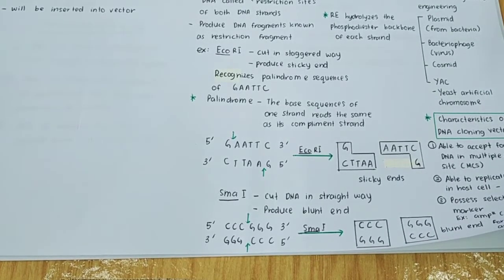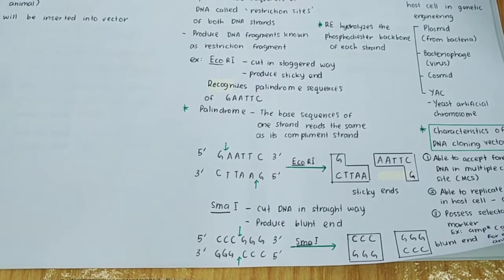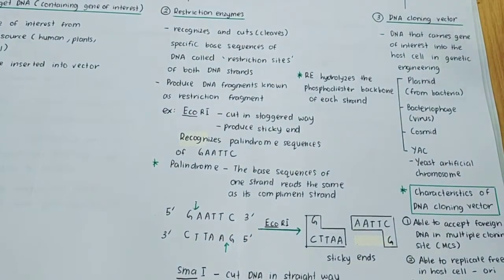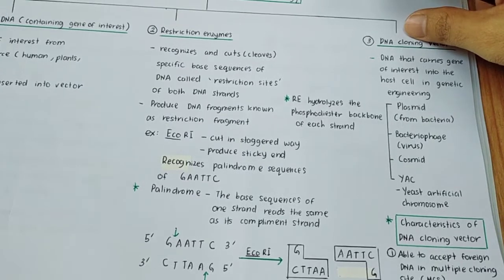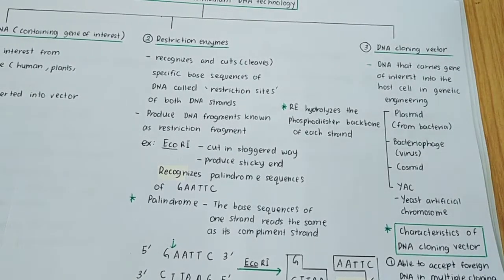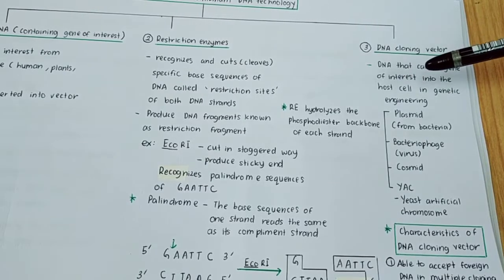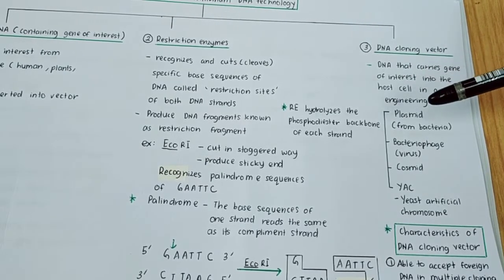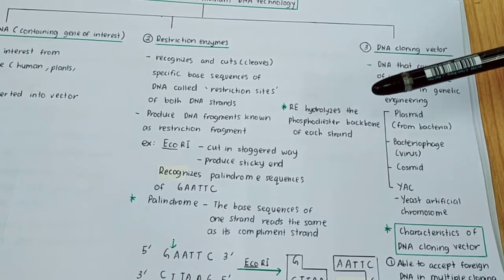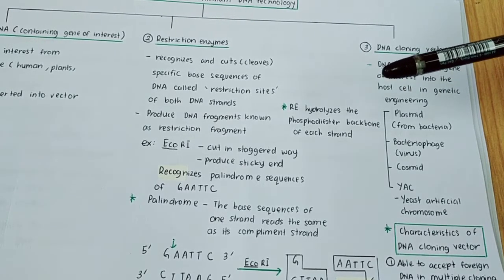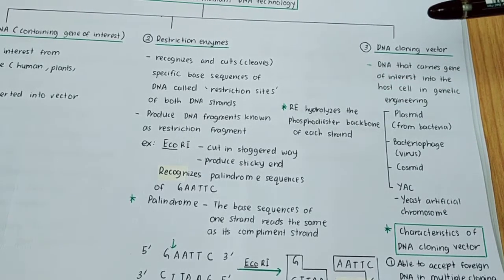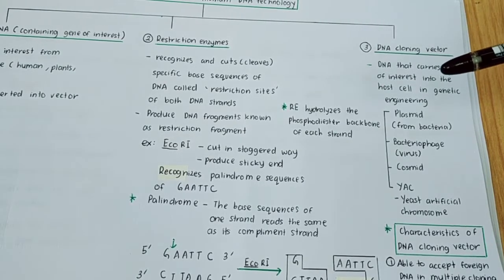Okay, so means that for restriction enzyme ni awak mesti kena tahu example and also dia punya type of cutting pattern. Okay, and then how restriction enzyme is used. Okay, so kita tengok kepada third tools. Third is DNA cloning vector. So what is the function of DNA cloning vector? It will carry gene of interest into host cell in genetic engineering. Maksudnya, gene of interest tadi yang sudah di-cut by restriction enzyme, it will insert into the DNA cloning vector.